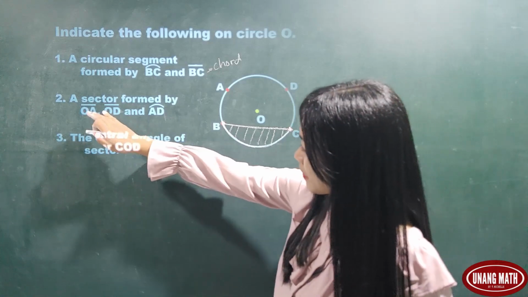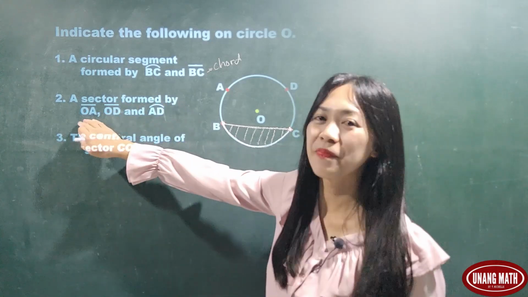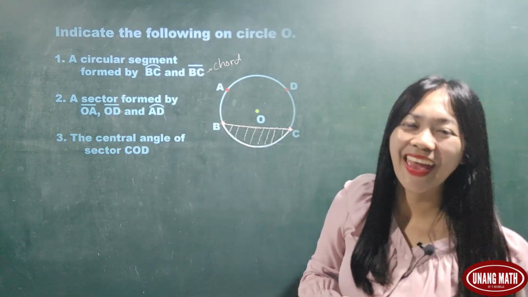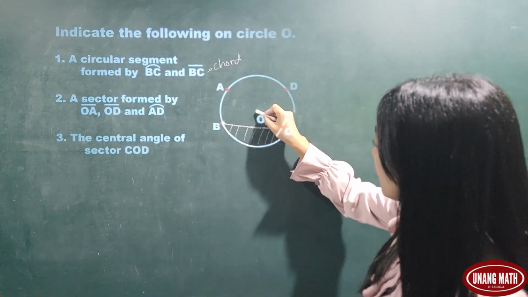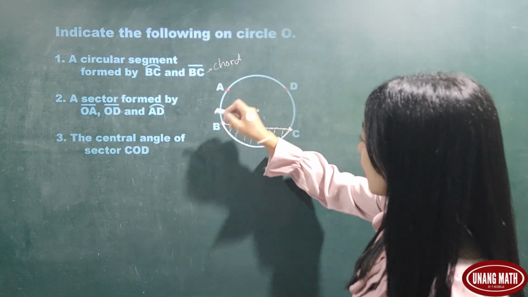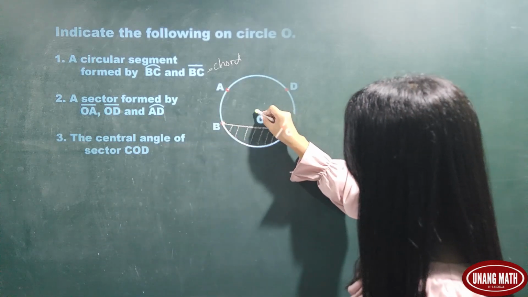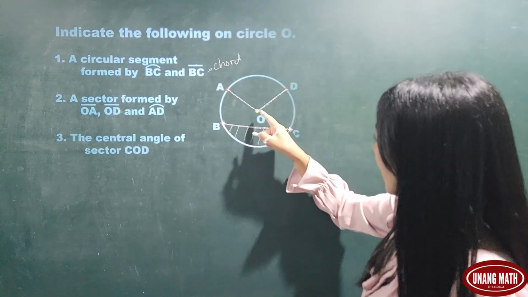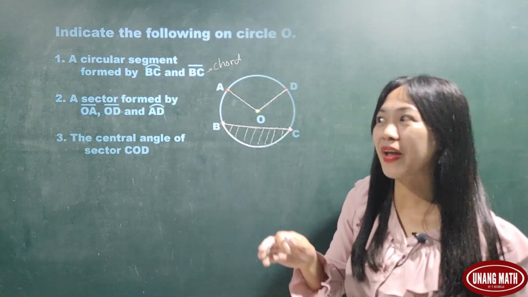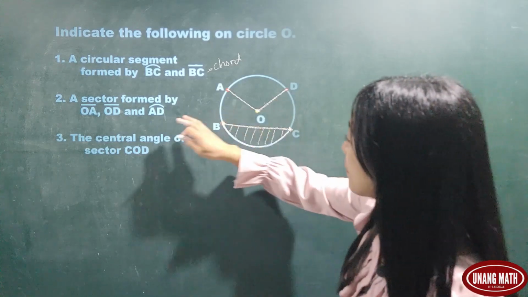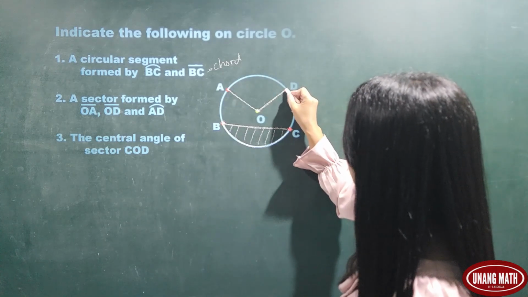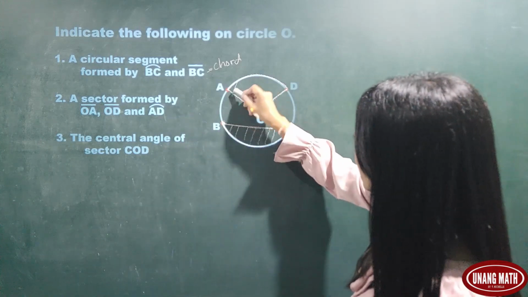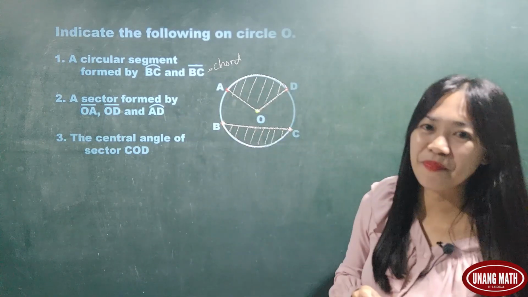Number 2. What about a sector formed by line segment OA, line segment OD, and arc AD? Point O is here and point A is here. So line segment OA is this line. OD is this line. These are also called radii in this circle. What about arc AD? This is point A, and this is point D, so this is our arc AD. So the sector is this shape.